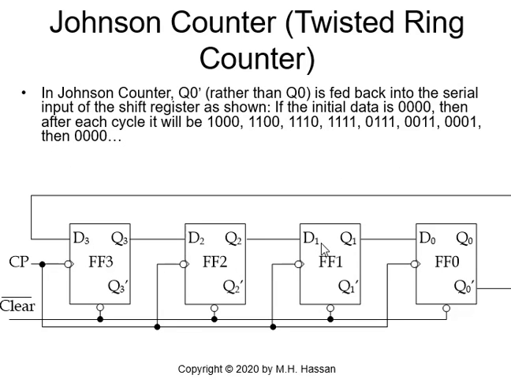Now the Johnson counter, the twisted ring counter: Q0 prime is fed to D3. And the beauty of this is that you will always find data in the register. So if you feed back into the serial input and the initial data is 0000, then after each clock cycle you'll find 1000, 1100, 1110, 1111, 0111, 0011, 0001, then 0000, and then the cycle repeats itself again. So this is the Johnson counter.